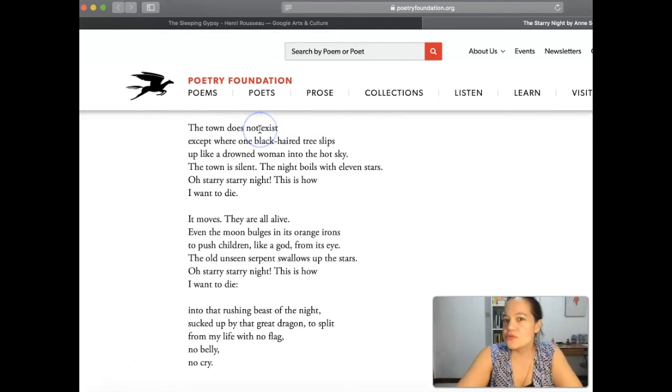Wow, that's dark. Okay, so after reading through the entirety of the poem, I would ask the students, okay, where is the town? Do you see a town in this painting? Yes. One black-haired tree. Do you think there's a black-haired tree? If you do, can you circle it on the screen? And have them do that.